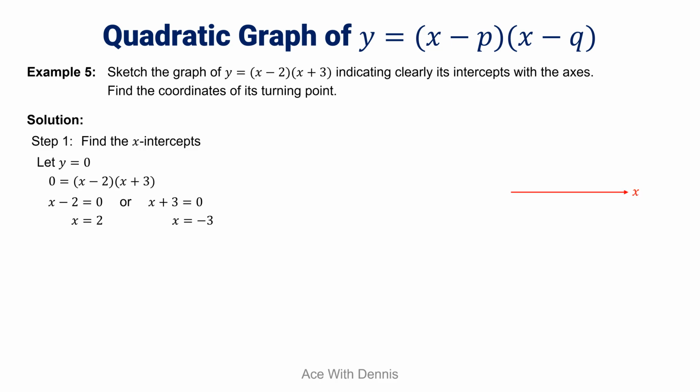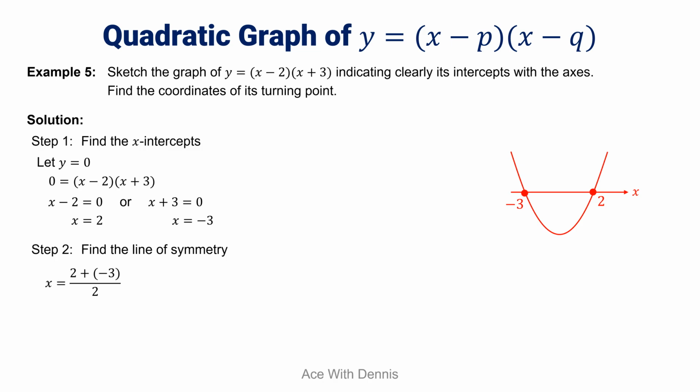Hence, now we can start to sketch the graph. We start from the x-axis, and for this case, this is a smiley face because the coefficient of the x squared is 1. So this point is negative 3, the first root of the equation, and this is the second root, x equals 2. The next step, number 2, we will find the line of symmetry. So the line of symmetry is in between the two roots. So x equals (2 plus negative 3) over 2, which gives x equals negative half. So this dotted line will be the line of symmetry with the equation x equals negative half.